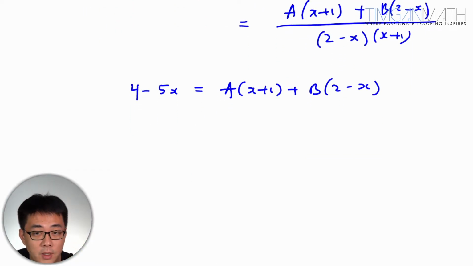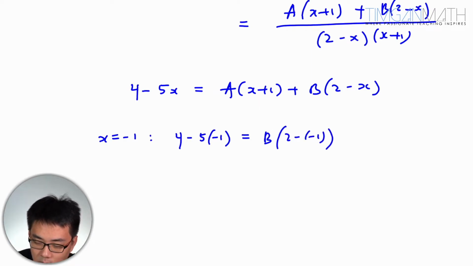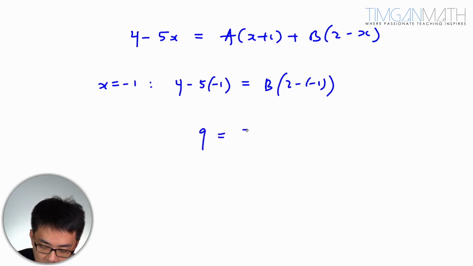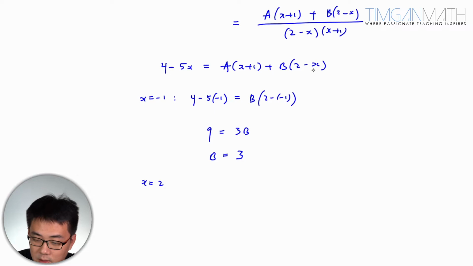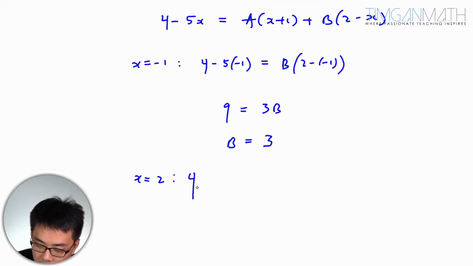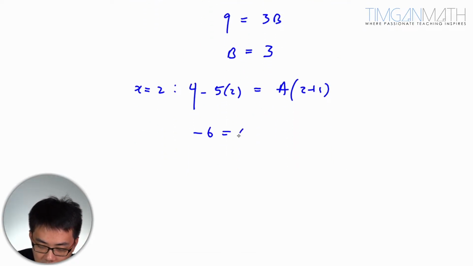We're going to replace the value in, so when x is equal to -1, 4 minus 5 times -1 equals 9, this will be 0, so b times 2 minus -1 will be 3, so 9 equals 3b, so b will just be equal to 3. So when x equals 2, 2 minus x will be 0. So what I'll get is 4 minus 5 times 2, which is 10, and this will be a, 2 plus 1 will be 3, plus 0. So in this case, what I'll get is 4 minus 10, which is -6, equals 3a. So a equals -2.